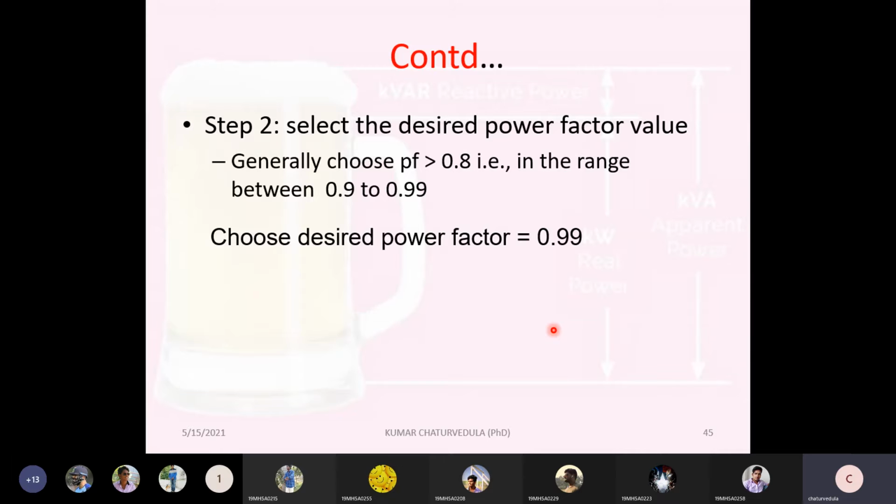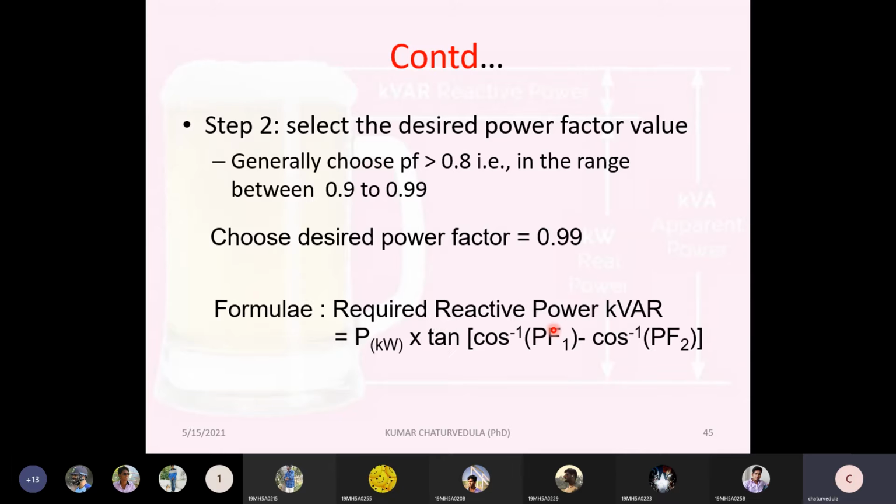Okay, now the formula for calculating the kVAR is P, which is measured in kilowatts, into tan of cos inverse of power factor 1 minus cos inverse of power factor 2. So this is the formula for calculating the kVAR required.